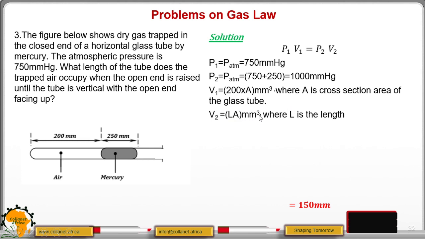It will be L multiplied by A, where L is now the length. Using this formula, we substitute the values. P1 is 750, V1 is 200A, P2 is 1000, and V2 is LA. The A's will cancel out as shown here. So to get the value of L, when you multiply this and divide by 1000, you get that it will be 150 millimeters.